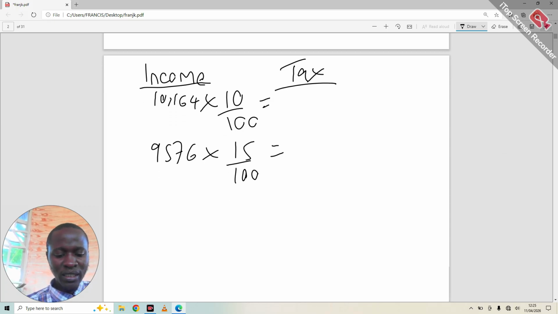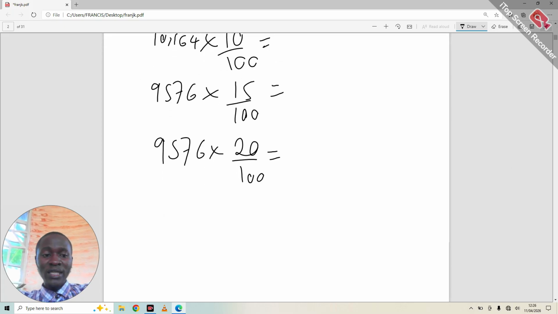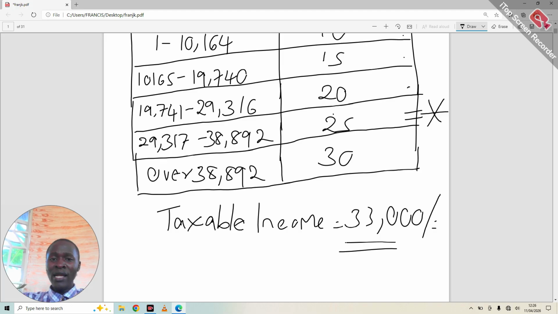Now take 29,316 minus 19,740. You shall get the same 9,576. Multiply by 20 all over 100. Moving on to the next part, which is 25, where our taxable earnings lies. Now, you won't take 38,892 subtract 29,316. Why? 38,892 is not our taxable income. It is not our taxable earnings.